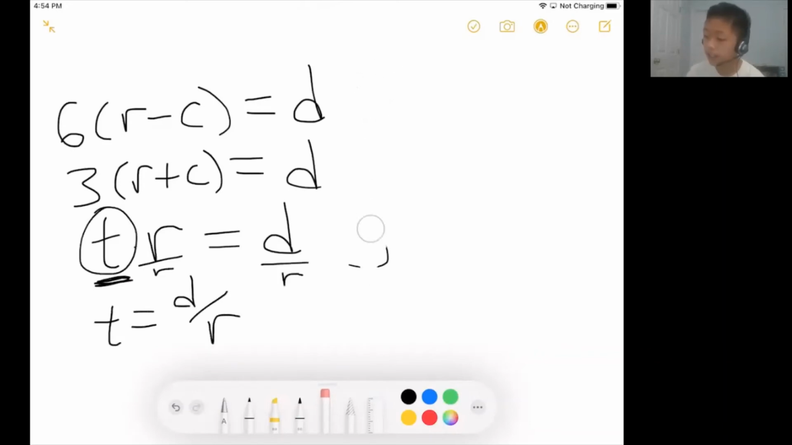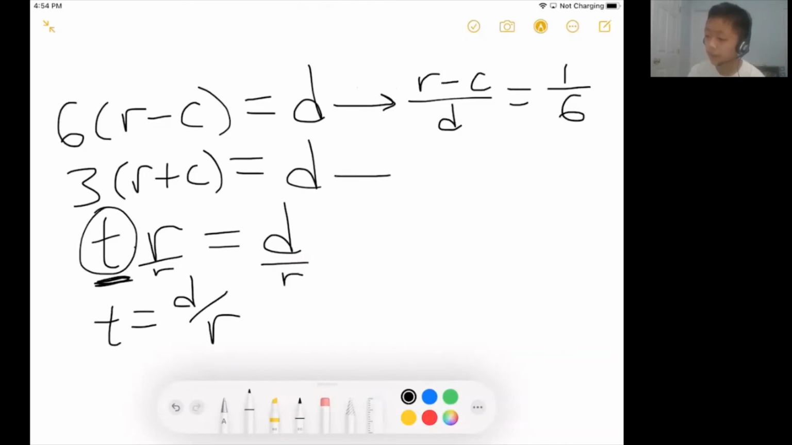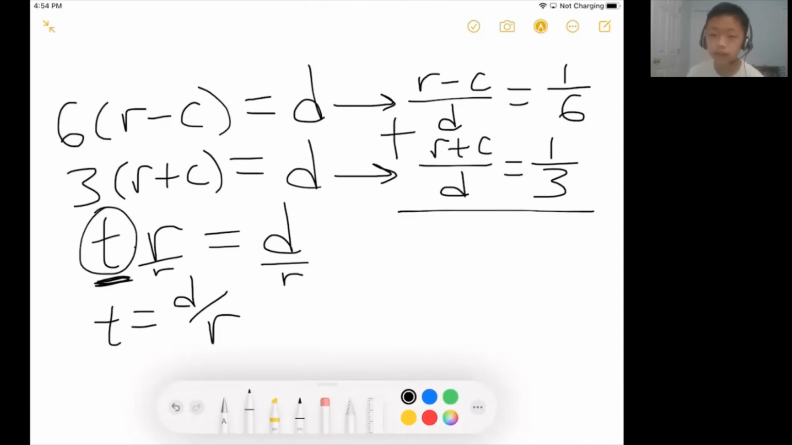From the first equation, I can divide both sides by d and divide both sides by 6. So I can say (r minus c) divided by d is equal to 1 over 6. And from the second equation, I can divide by d on both sides and divide by 3 on both sides. So I'd have (r plus c) over d is equal to 1 over 3. Nothing fancy there. Now I can add these 2 equations together. The reason this is helpful is that we have a minus c and a plus c, so the c's cancel out.